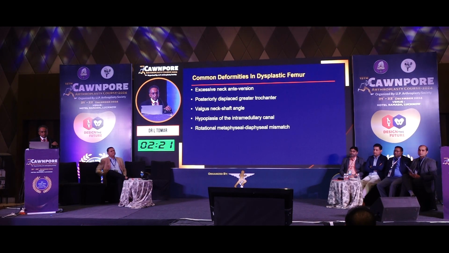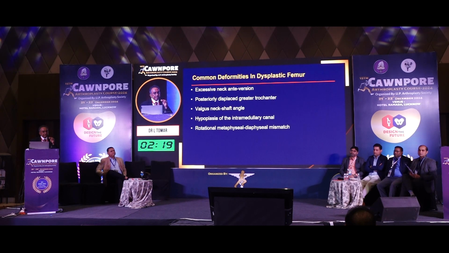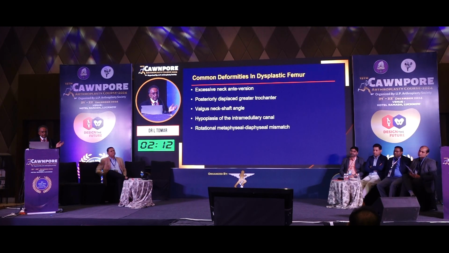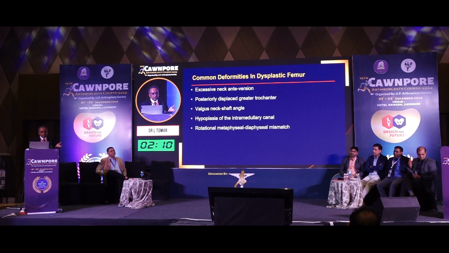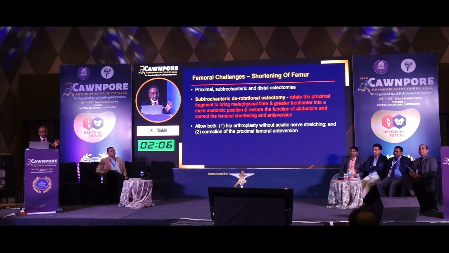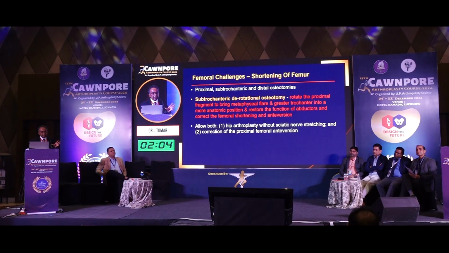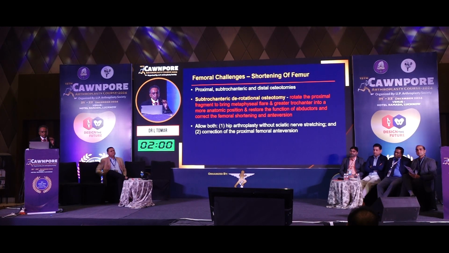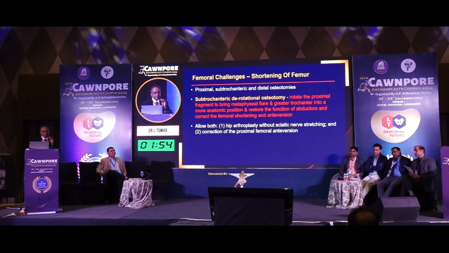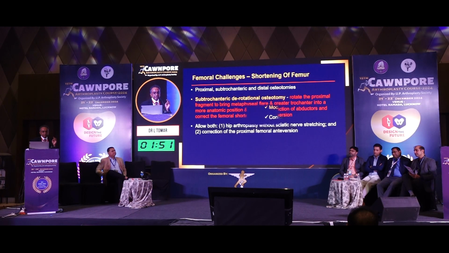So coming to the femur side, there is excessive neck anteversion, a posteriorly displaced greater trochanter, valgus neck shaft angle, hypoplasia of the intramedullary canal, and a gross rotational metaphyseal mismatch. To overcome that, we have to take the help of subtrochanteric osteotomy, derotation osteotomy. It rotates the proximal fragment to bring the metaphyseal flare and greater trochanter into a more anatomic position, restore the function of abductors, and correct the femoral shortening and eversion.